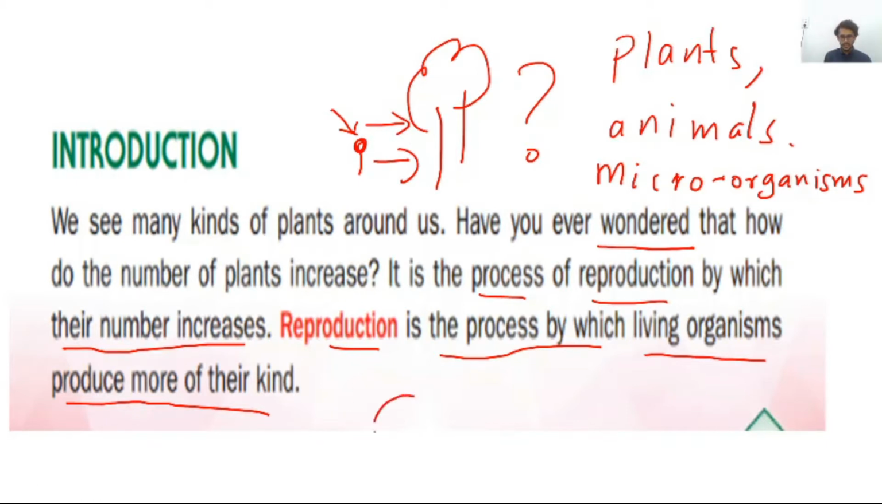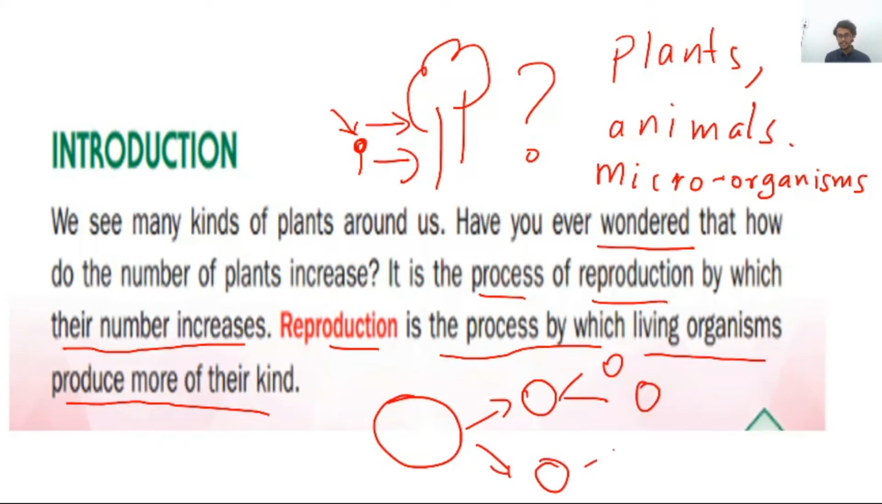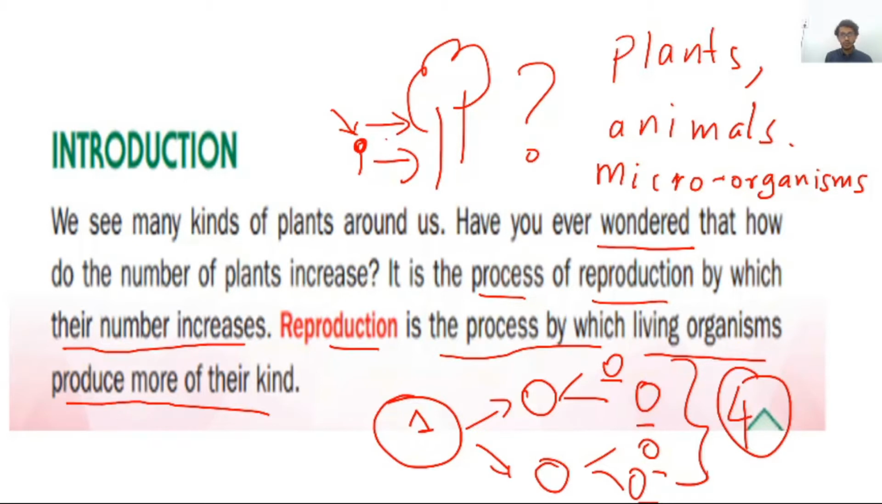So maybe this is a small cell. This cell will divide into two cells. Now this cell will divide into two more cells. This cell will divide into two more cells. You see, by this process, before it was one cell, now it is 1, 2, 3, 4. These four cells will now divide, and finally the organism will increase in size. So this increase in size is by the process of reproduction. Okay, now let's move on to the next page.